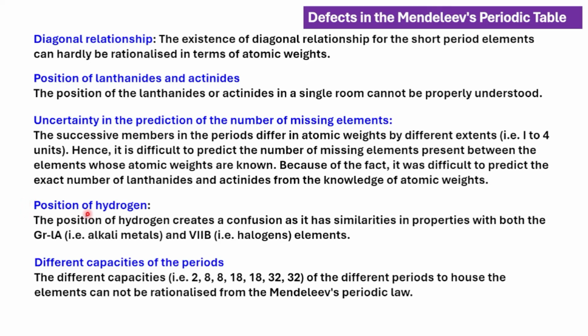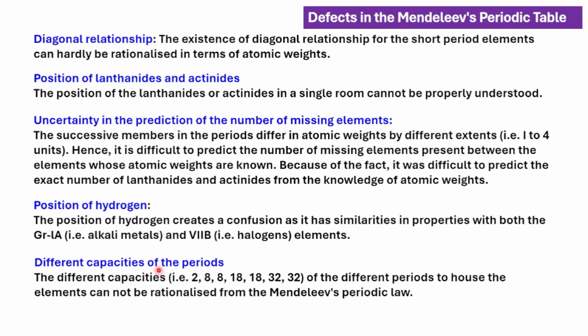The next one is the position of hydrogen. That was also arbitrary. The position of hydrogen creates a confusion as it has similarities in properties with both group 1, that is alkali metals, and group 7b, that is halogen elements.